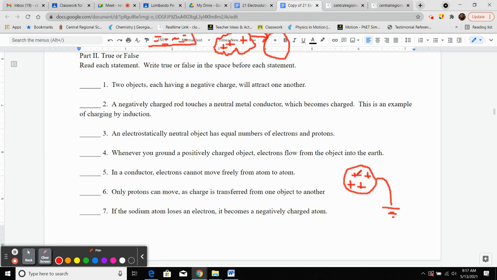So if I wanted to make this neutral, or negative, what does it need? Yeah, it needs electrons. So when this is saying electrons flow from the object to Earth, well, if that's the case, this thing's just going to become more positive, which we don't want. So when we ground it to get rid of that charge, the electrons can flow either way. So the electrons would actually move from the ground to our object. So this one would be false.